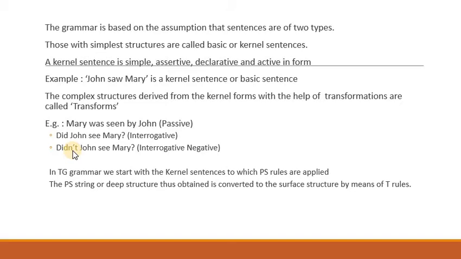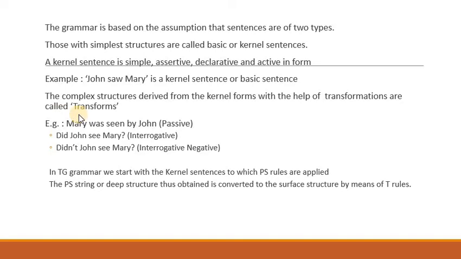Now, didn't John see Mary? That is an interrogative sentence because it's again a question, and it's also a negative because you have introduced the negated form of did here, didn't. So didn't John see Mary is an interrogative negative sentence. I hope that it was clear. That is, from this basic kernel sentence, by applying the rules of transformations, we can arrive at the complex structures called transforms.